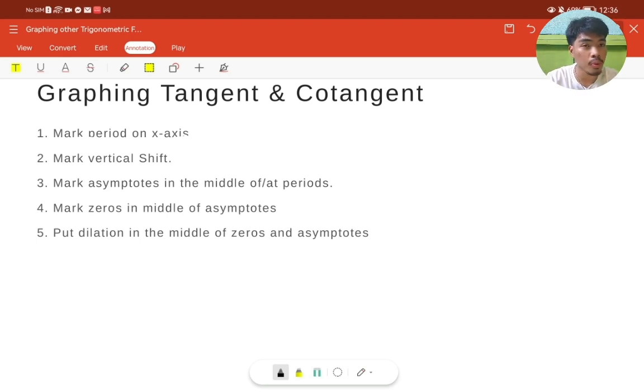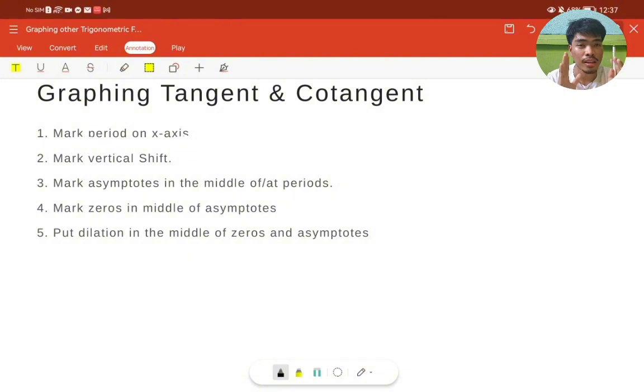The fifth one is to put dilations in the middle of zeros and asymptotes. Go halfway between a center point and an asymptote. Move up or down by the value of A to plot your guide points, then sketch the smooth curve through them. So, simple.